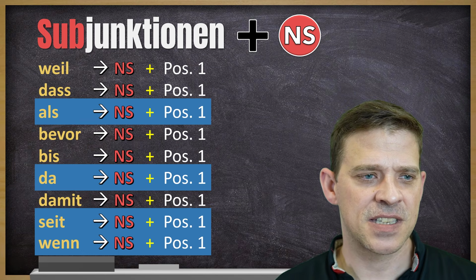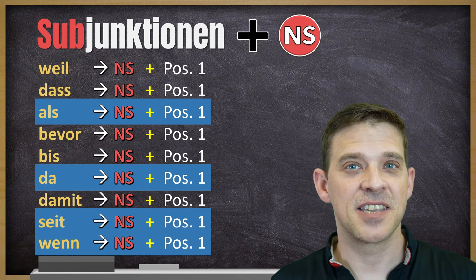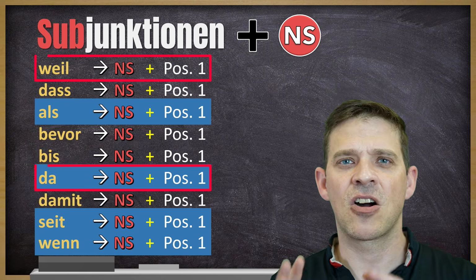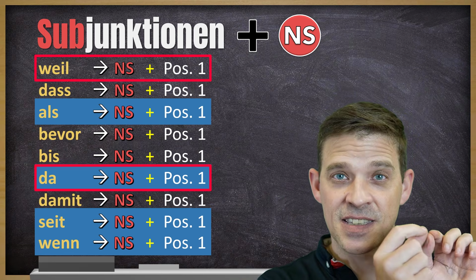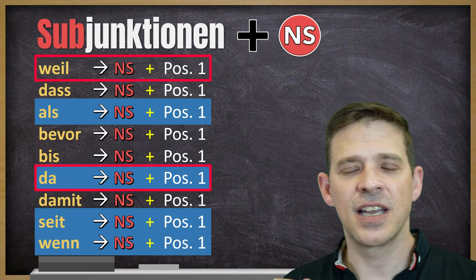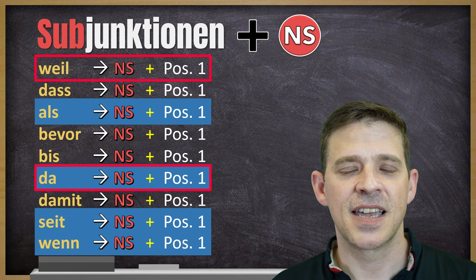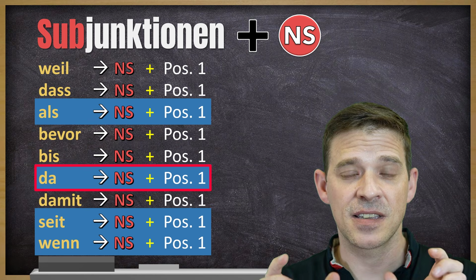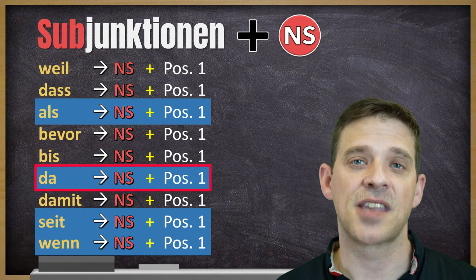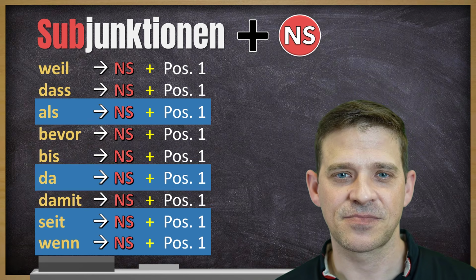And here another side note is da. That's actually the main difference to weil. Da und weil are both because. But if you want to start a sentence with because I'm hungry, blah, blah, blah, I do something, then use da. That's the main difference between those two. If you want to start the sentence with because, use da and not weil.